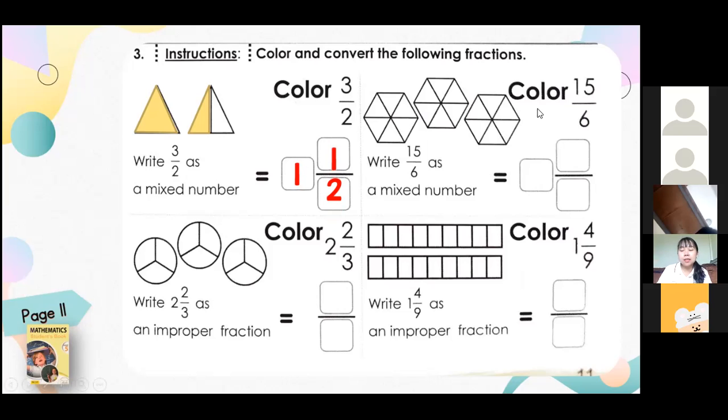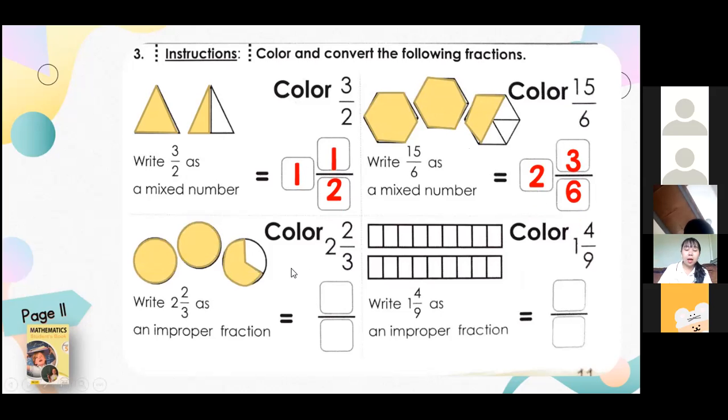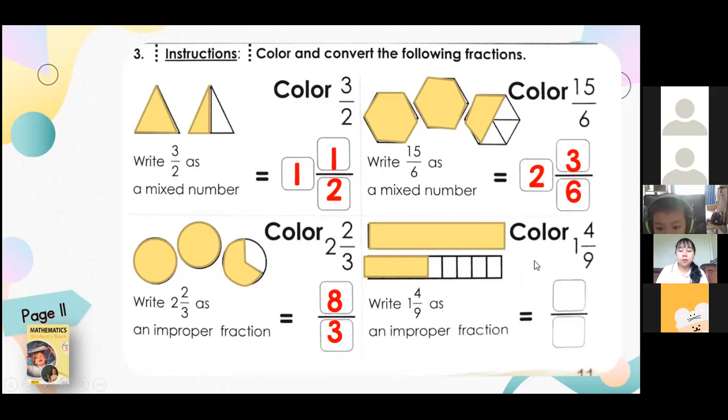Next. 15 sixths. It becomes 2 3/6. Next we have 2 2/3. So we color it like this, and it becomes 8/3. Eight thirds. And last one, 1 4/9. Yes, you can use your pen or pencil. It's fine. 1 4/9. Good job. Finish?